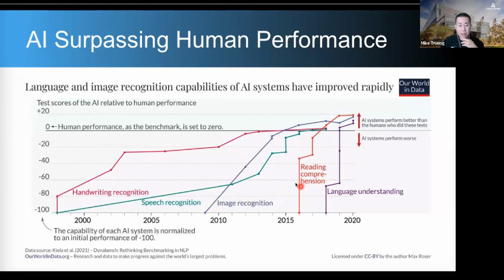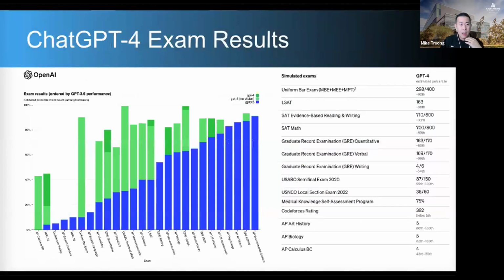And then you can also see things like reading comprehension and language understanding. These are just going to keep growing over time. So this is a quick one-image picture of how quickly AI capabilities have been progressing. This is another graph here showing the standardized exams that ChatGPT-4 in particular is able to do.